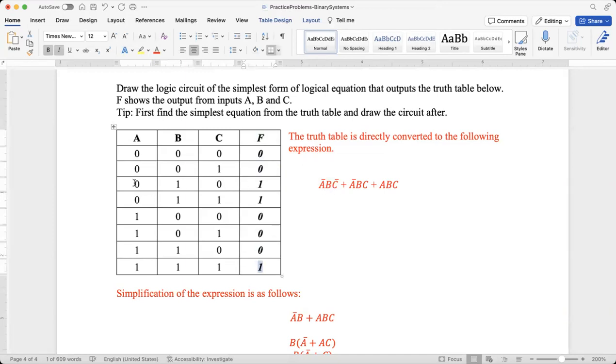As you can see, we have 0, 1, 0. We want an expression where all of these are ones. So not A is going to turn this 0 into 1. We have B, and we have a not C, which is going to turn this into a 1. So the output can be 1. Not A, B, not C for this first line.